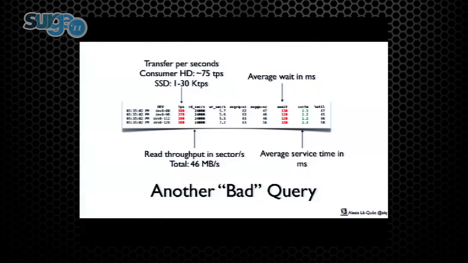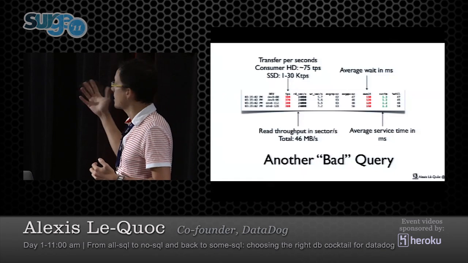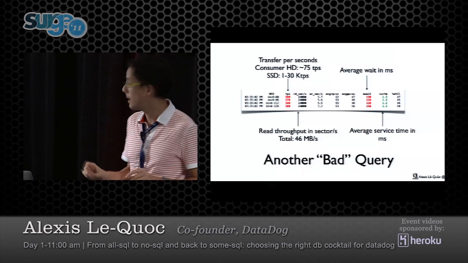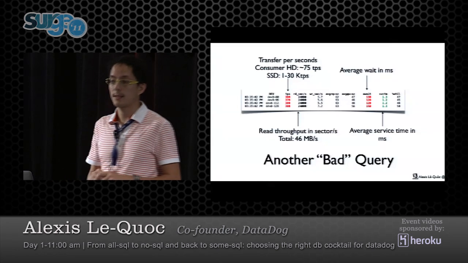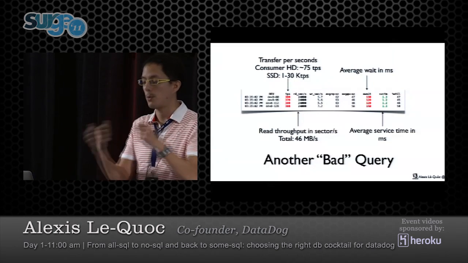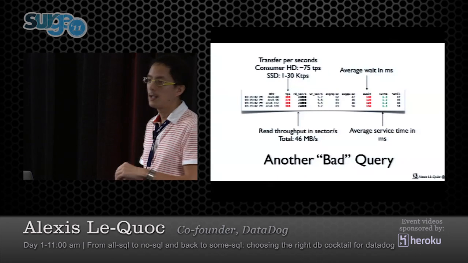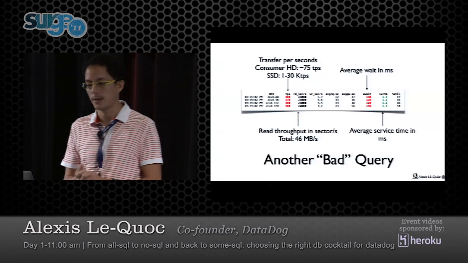Another example, in this case, is kind of the same data, slightly different representation, focusing on the number of transfers per second. You can see the service time, 1.3 milliseconds, is great. The average wait, though, is in the hundreds of milliseconds. So we're trying to push and pull too much data, so things just pile up because the underlying devices cannot serve data fast enough.